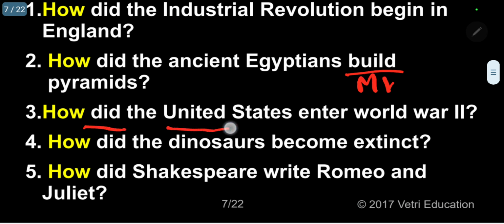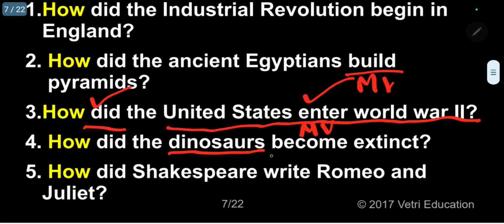How did the United States enter World War II? Enter, main verb, did auxiliary. How did the dinosaurs become extinct? Become, main verb, did auxiliary. How did Shakespeare write Romeo and Juliet? Write, main verb, did auxiliary.